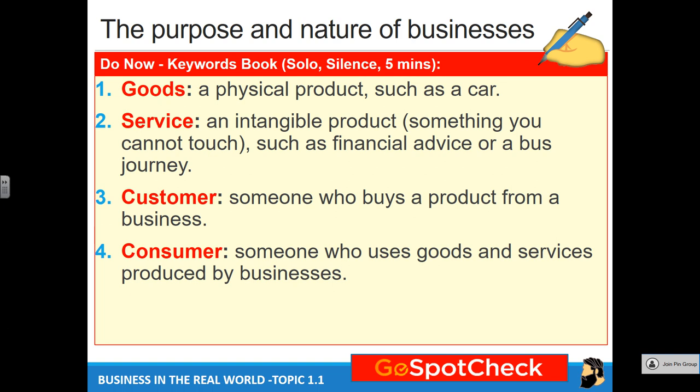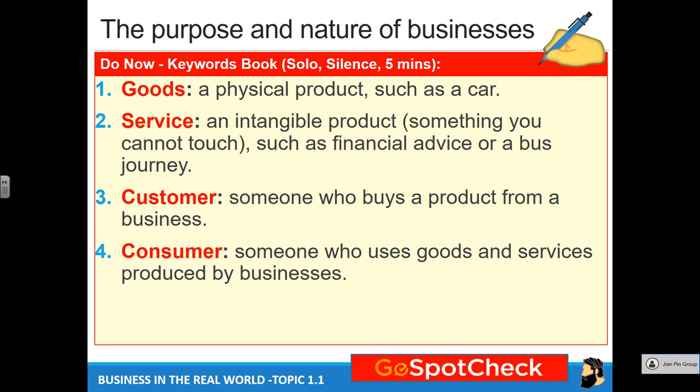Now we've got two other words, customers and consumers. Now the customer is whoever purchases a product. So the person who actually paid for it. A consumer is a person or people who then go on to use it. Now it can be the same person. So for example, I might buy a car. And it might be for myself, so therefore I am both the customer and the consumer.